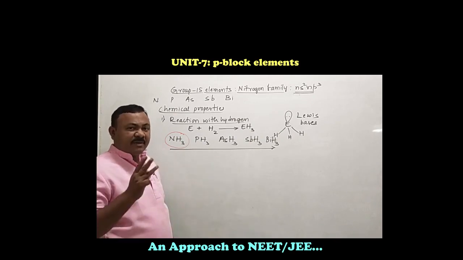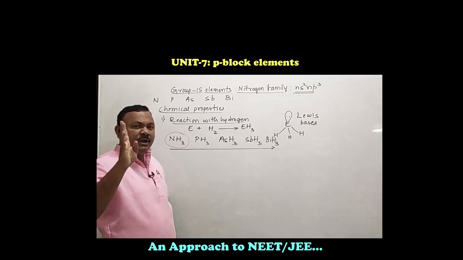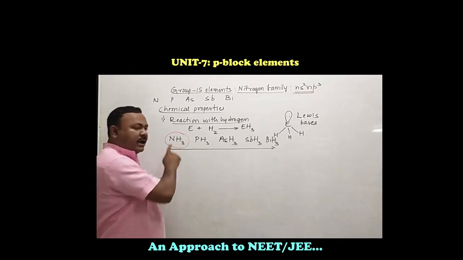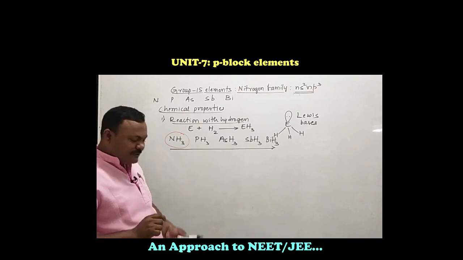Only 3 elements are capable of forming hydrogen bonds in the periodic table. You know that: fluorine, oxygen and nitrogen. Due to hydrogen bonding, ammonia is water soluble. Remaining all hydrides are water insoluble.